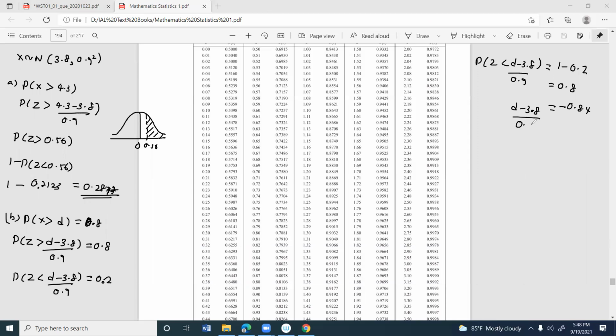For the lesser region, if the value is too small, we have to take 1 minus and put a minus in front of it. If you simplify this, you get d as minus 0.84 into 0.9 plus 3.8. That answer is 3.044, so 3.04 meters. You can get it like that. Okay, that's the answer you need to get.